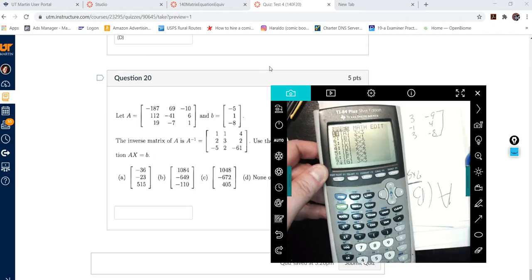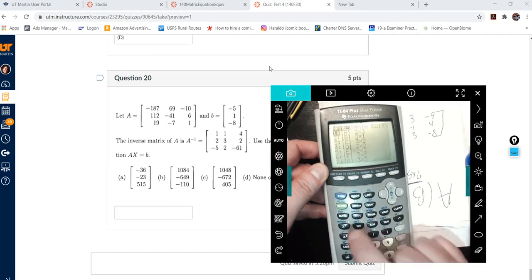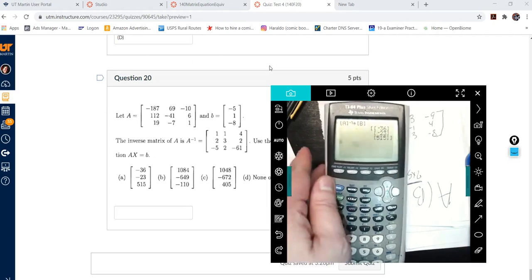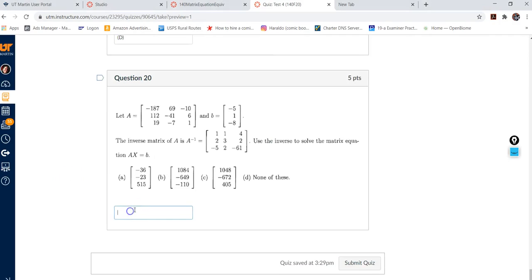Under names, I'm going to select A, and then it's going to be A inverse times B. And then times, and then get back into the matrix menu, scroll down to B, and press enter. That's what I look for, and I can see that it matches with selection A. So my answer here is A.